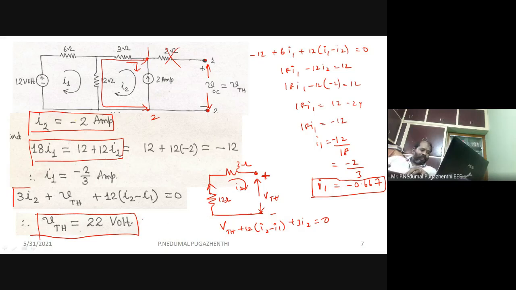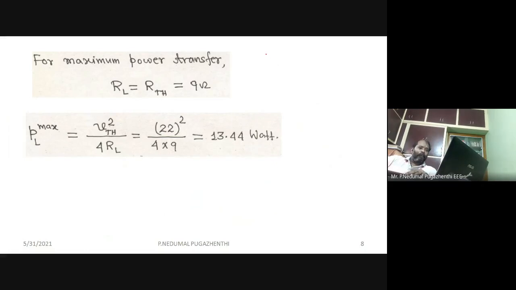So I have found what is VThevenin. I have also found what is RThevenin. So I can draw my equivalent circuit. What is my equivalent circuit? It is going to be VThevenin, RThevenin, and RL connected in series. RThevenin is equal to 9 ohms, and this is 22 volts. And for maximum power transfer, RL should also be 9 ohms.